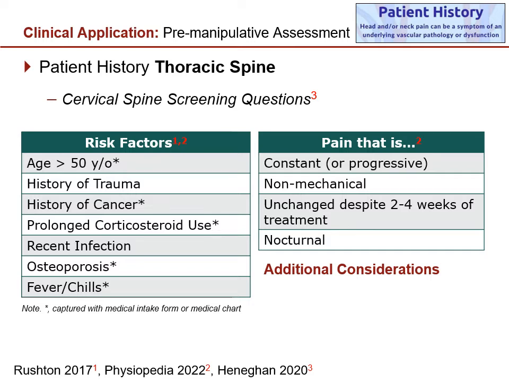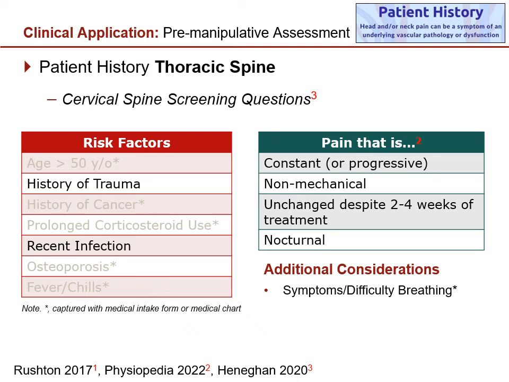And then second is pain that is constant or progressive, non-mechanical, unchanged despite 2 to 4 weeks of treatment, and nocturnal based pain. Again, these are considered to be red flags for spinal regions, be it for the cervical and for the lumbar spine. However, we need to utilize the same scrutiny for the thoracic spine.